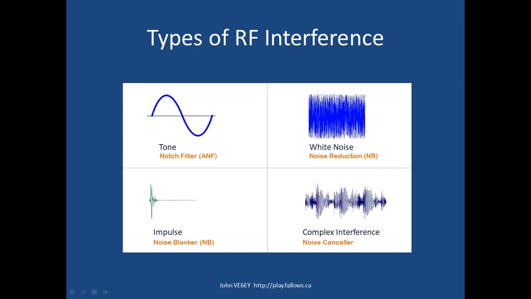And that works. Down in the bottom right is complex interference, and really this is what we get that we have to use an external device like a noise canceller to deal with. It's just too complicated. Once it gets into your receiver, it's a mixture of tones and broadband noise and impulses and all kinds of stuff. It's really a jamming signal. And this is where noise cancelers come in.